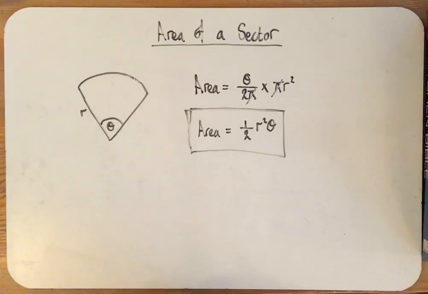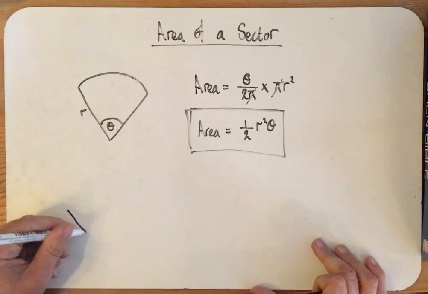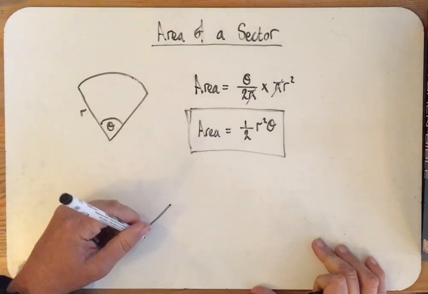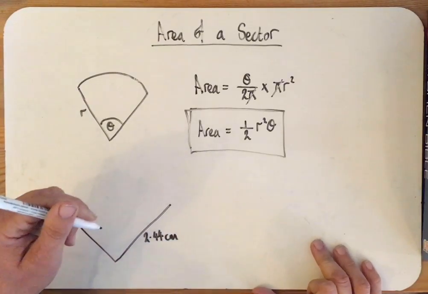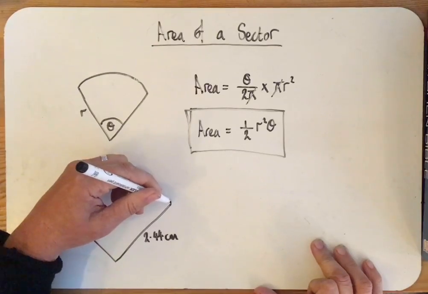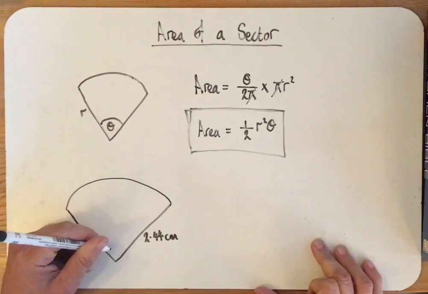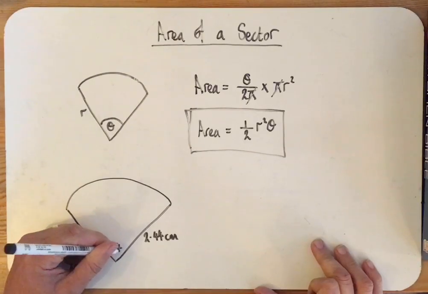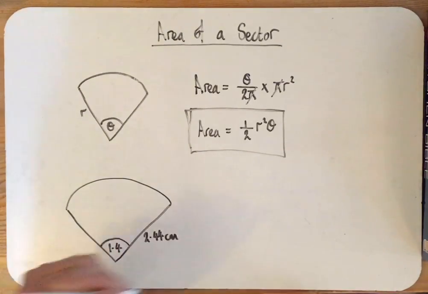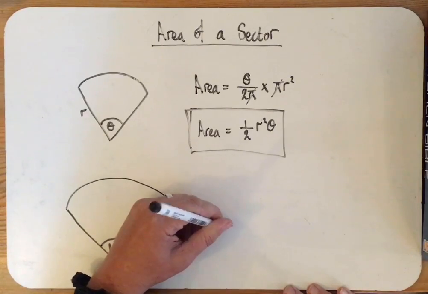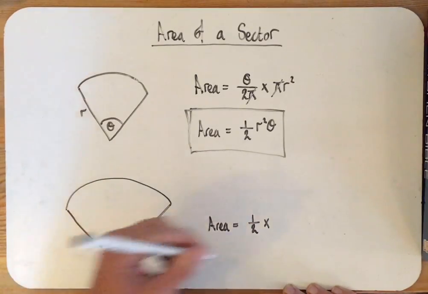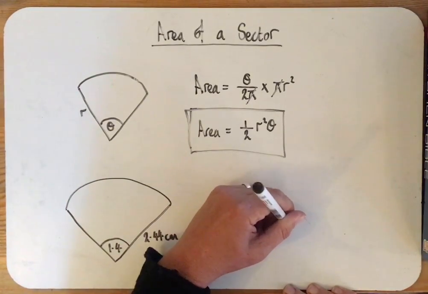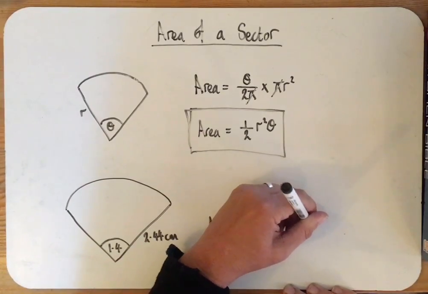So as an example, you could have a sector of radius 2.44 and angle 1.4 radians. This doesn't work if this angle was in degrees; you would get the wrong answer. So the angle has to be in radians, and the area is equal to a half times 2.44 squared times theta, which is 1.4.